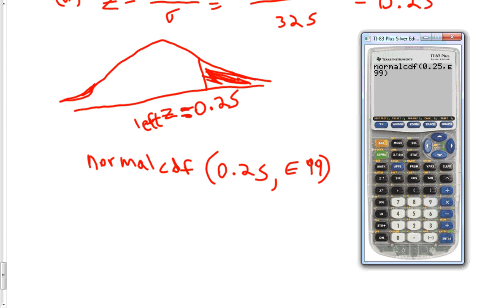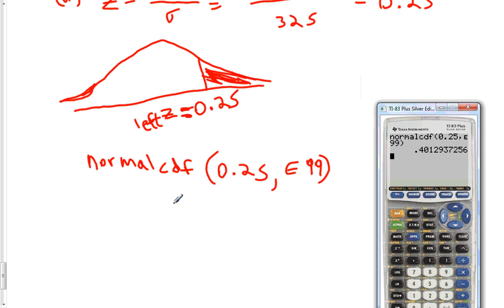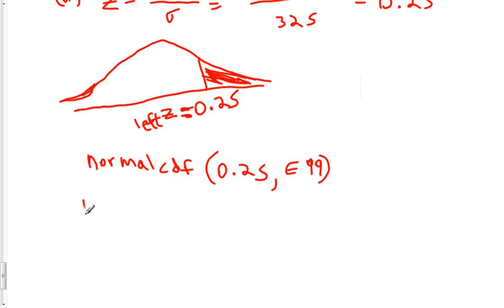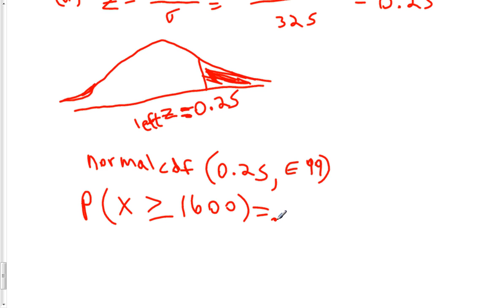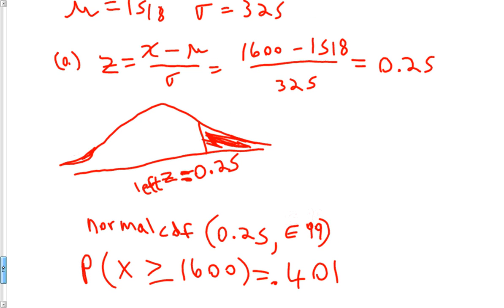So we get here 0.401. So this probability for part A is 0.401. So the probability of getting an SAT score X that is greater than or equal to 1600 is equal to, and we had that number here, 0.401. And that is the answer for part A.